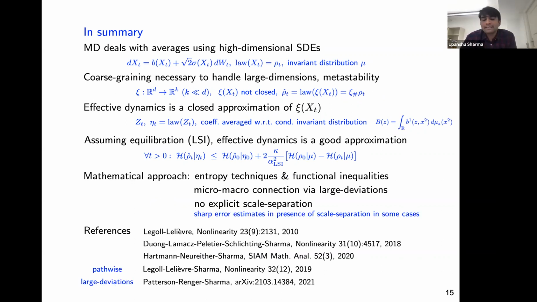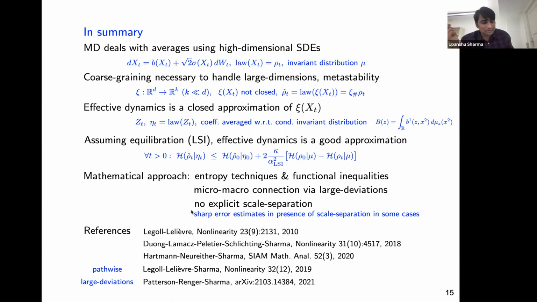The mathematical techniques involved are entropy techniques and functional inequalities. There was this very interesting connection, and hopefully I gave you some flavor of what the connection to large deviations is. And again, we have no explicit scale separation. Any mathematical result you see in this kind of setting is for when you have an epsilon sitting somewhere.